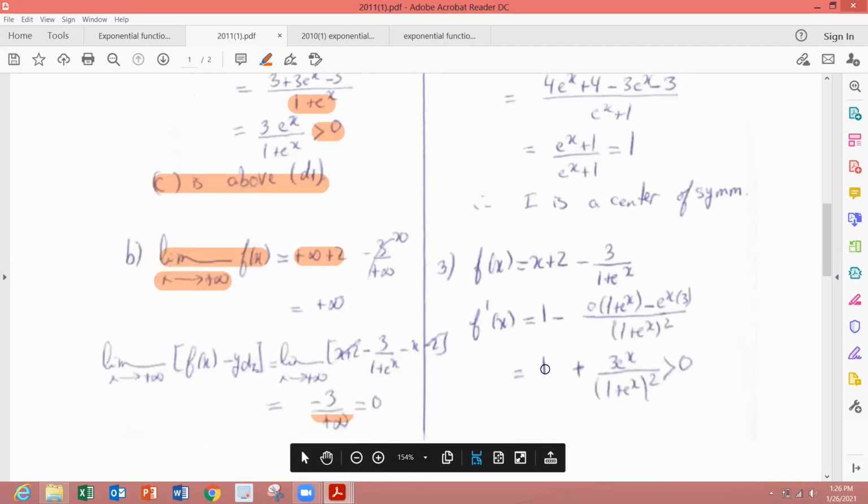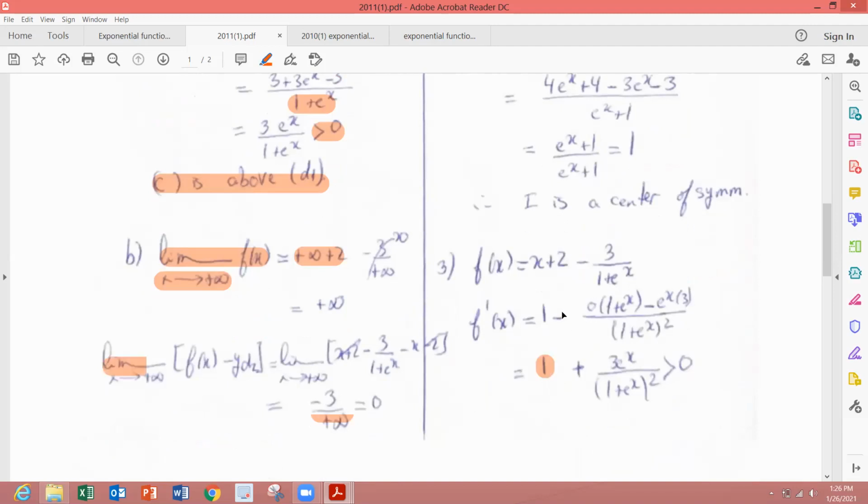So f prime x equals 1 minus times minus. This minus times this minus becomes plus. 3e^x over 1 plus e^x squared, which is always positive. So f prime x is positive, then the function is increasing.